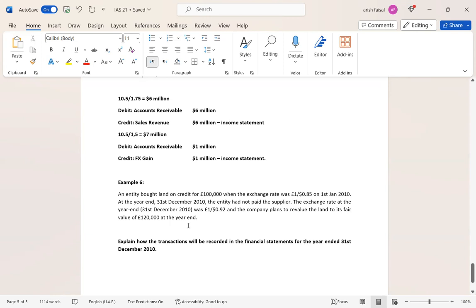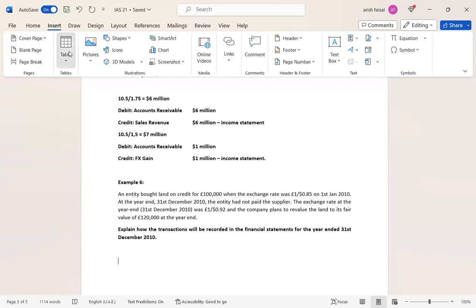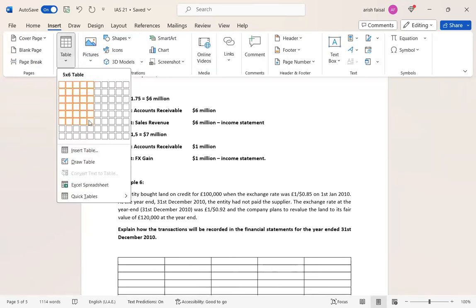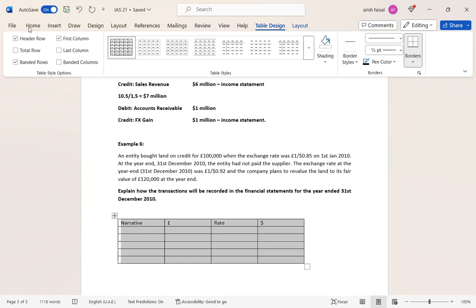So now in this case, we are not going with the cost model, we are going with the revaluation model. For this transaction, you need to understand how you're going to do it. Again, as I advise you, you can make a type of table here. This would be your narrative, this is going to be in your foreign currency, which is basically pounds. Here you have the rate, and here it becomes dollars. This one is extra, we're going to remove it.